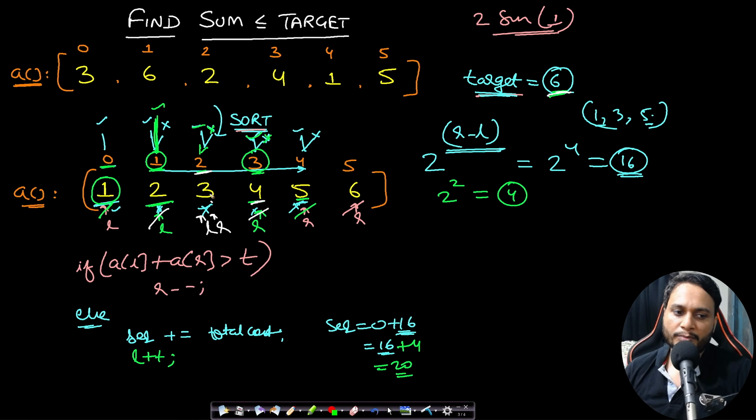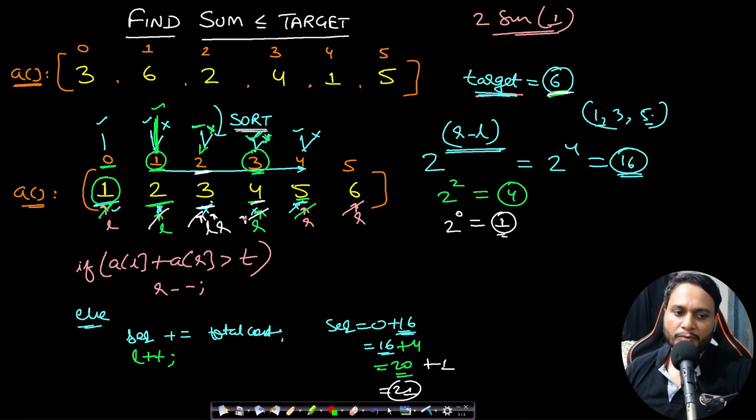Now L and R are pointing to the same index, and yes, it is fine. In this case, if you add 3 plus 3, it is less than or equal to 6, fine. So the total combinations will be 2 to the power of 2 minus 2, which is 0. So that count will be 1. So 1 will be added and it becomes 21, right? So 1 was the total count of subsequences starting at index 2.